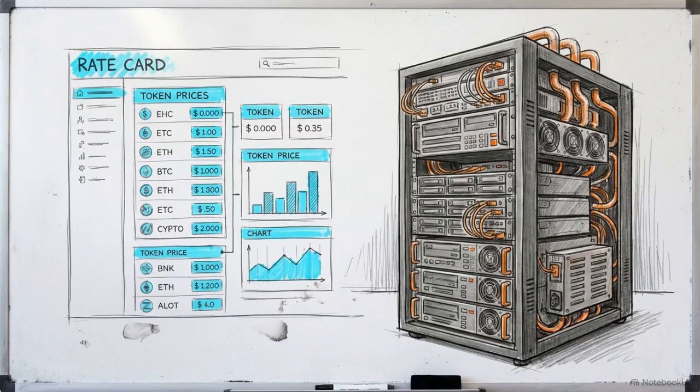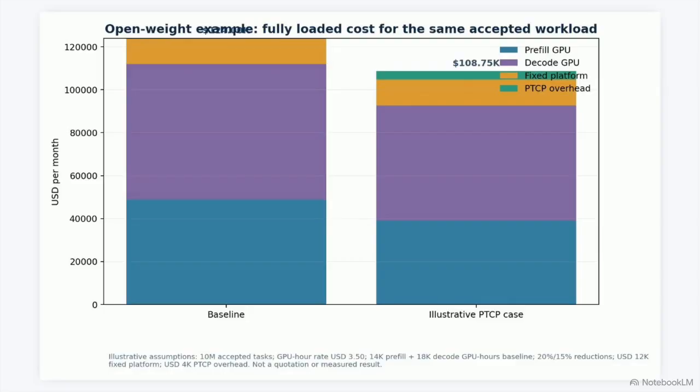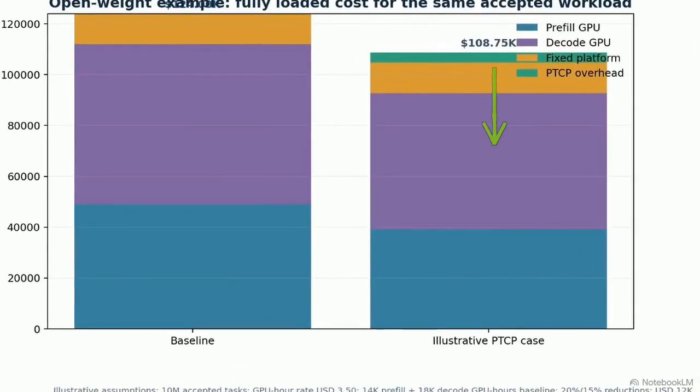When we shift to open-weight models, we move from the world of rate cards to the world of physical capacity. The bottleneck here is split. The prefill phase is parallel and compute-intensive, while the decode phase is autoregressive and memory bandwidth bound. This chart shows baseline GPU hours and fixed platform costs for 10 million tasks on a self-hosted cluster. When you reduce prefill and decode work, consumed GPU hours drop. But the yellow block representing fixed platform costs, the hardware already purchased, stays exactly the same.